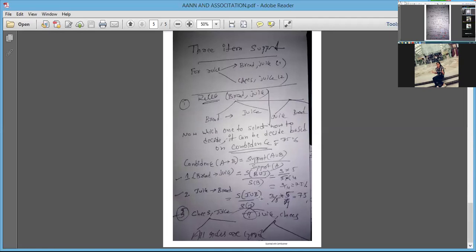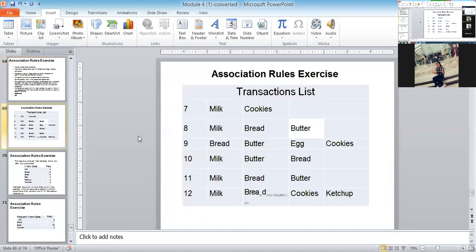Again, the only thing where we are getting 100% is cheese to juice. So my confidence of buying cheese with a juice is 100%. My confidence of buying a juice with a cheese is 75%. My confidence of juice with a bread is 75%. My confidence of bread with a juice is 75%. This is how the association rule is going to work. So did you understand? This is how the things work. That is what we have solved in the problem.